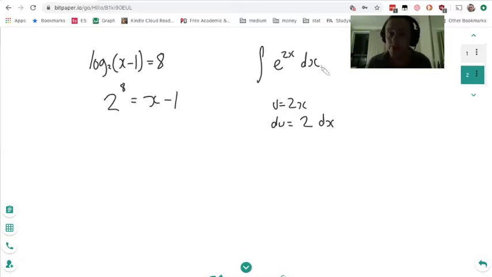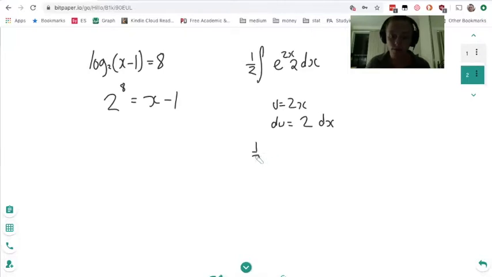I would like to have du in my initial expression. So I need to multiply by 2 on the inside of my integral. I'm going to multiply by a half on the outside of my integral. So effectively, I haven't changed the integral at all. I've just multiplied by 2 times a half, which is just 1. So I'm going to go 1/2 on the outside and a 2 in here. That allows me to do the substitution.